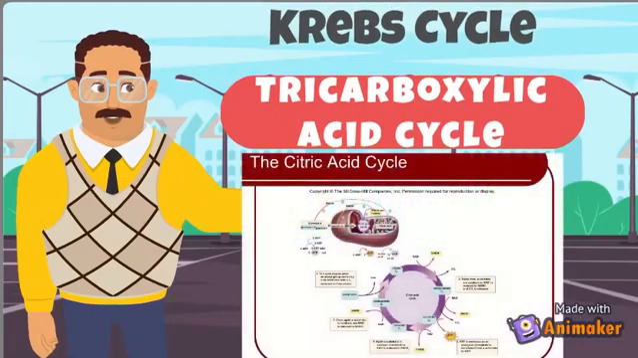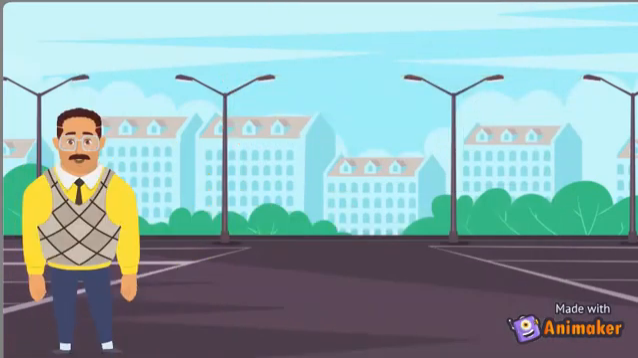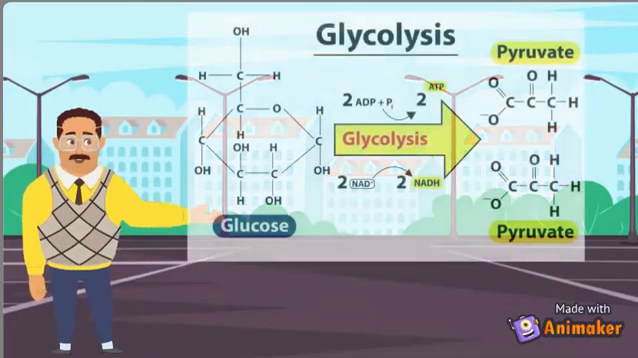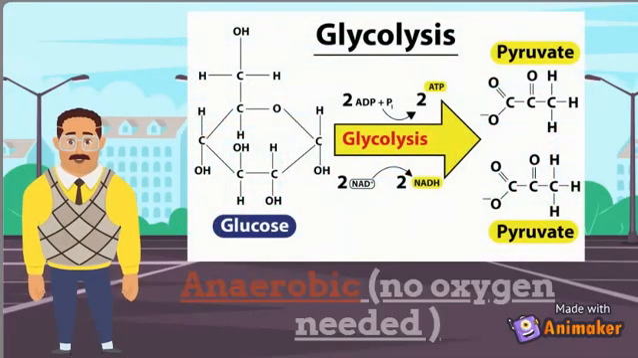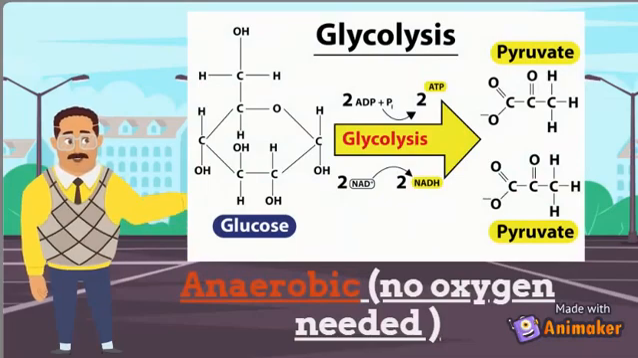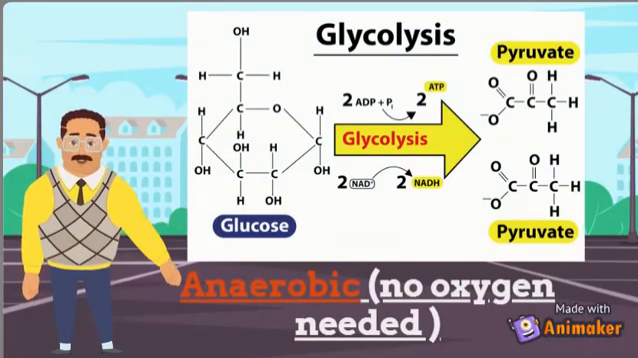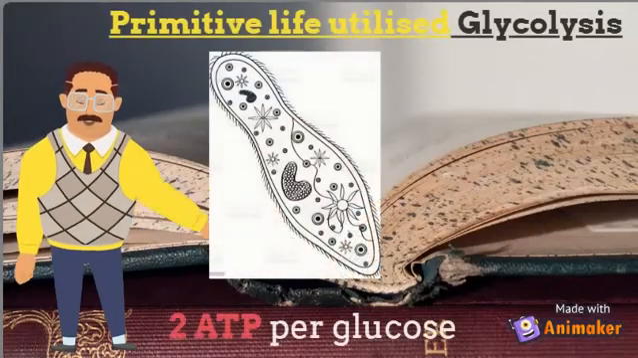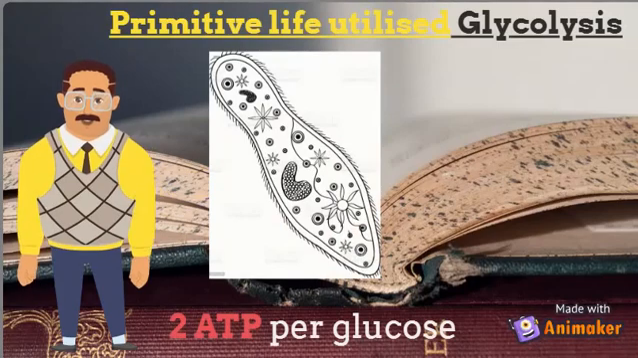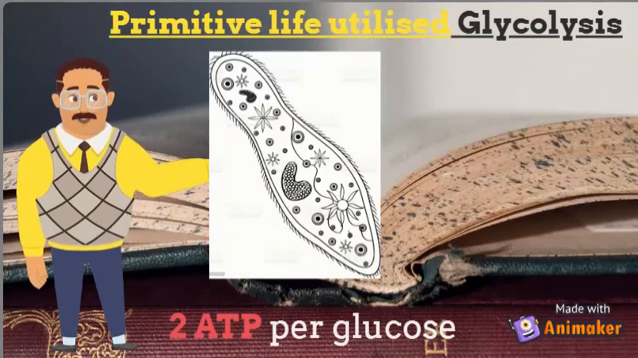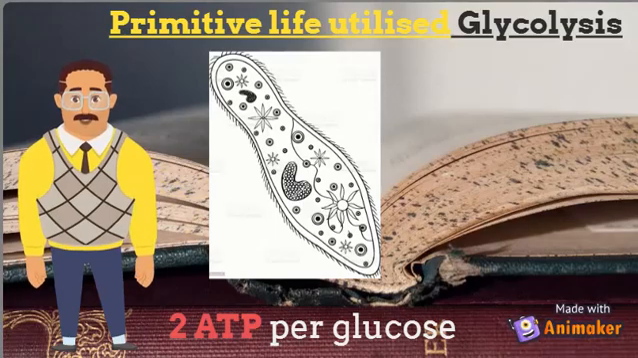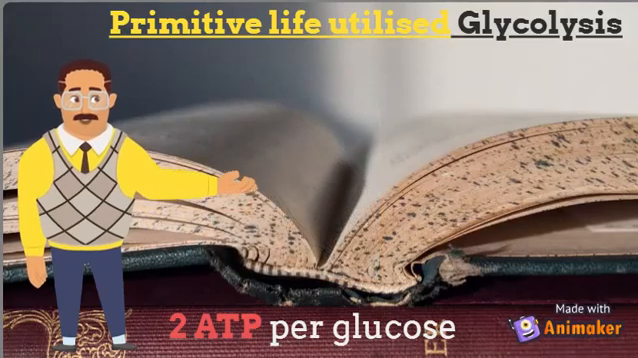Let's talk about part 2 of cellular respiration, that is Krebs cycle. We learned about glycolysis, which is an anaerobic process, meaning it does not require oxygen to occur. As oxygen is not necessary, the primitive, or first simple organisms on Earth were able to generate energy through glycolysis for millions of years. But 2 ATPs for a glucose molecule just is not that much.